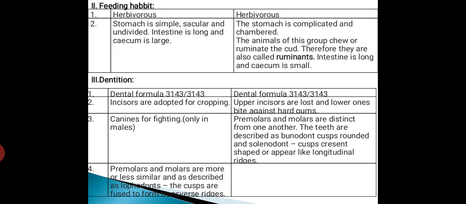Then coming to the premolars and molars, in Perissodactyla these are more or less similar and are described as lophodont, and the cusps are fused to form transverse ridges. So this is the difference between the premolars and molars of Perissodactyla and Artiodactyla.